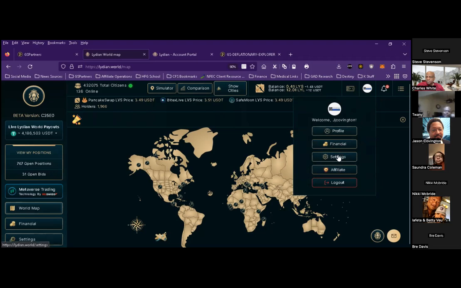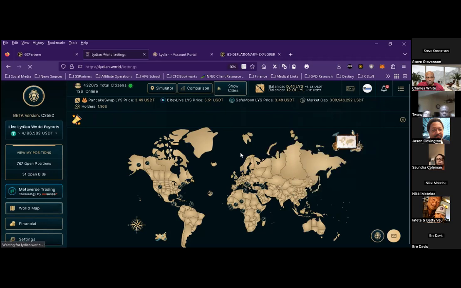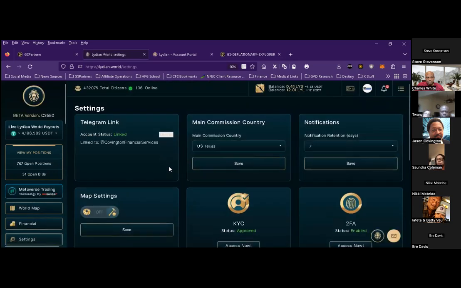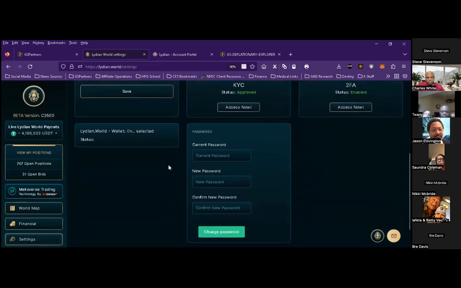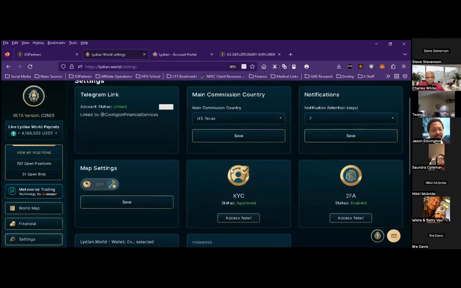And it will allow you to just type in, and what you want to do is have Lydian World in one of your browser tabs, and GS Partners in another browser tab. You want to have them both open and logged into at the same time. This makes it much, much easier. And then you can go into settings. Let me just make sure that's correct. Yeah, so it's going to be on this page where it allows you to link your account.